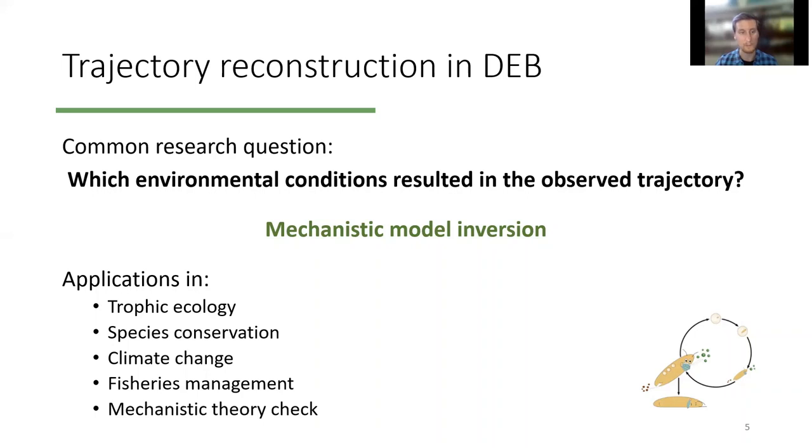We will see examples that deal with trophic ecology, so mostly what food the organisms feed on. It has also some applications in species conservation, in climate change, of course, in fisheries management. That would be the example with the otolith. And these inversions, these reconstructions, can also be a way to check that the mechanistic theory that we use, DEB theory, is accurate and correct.